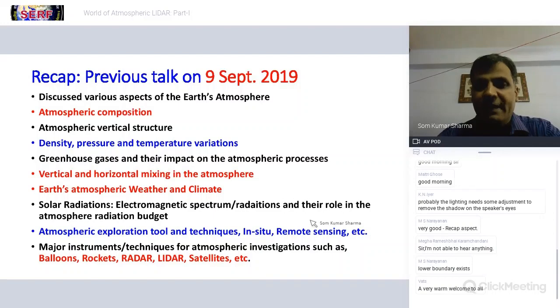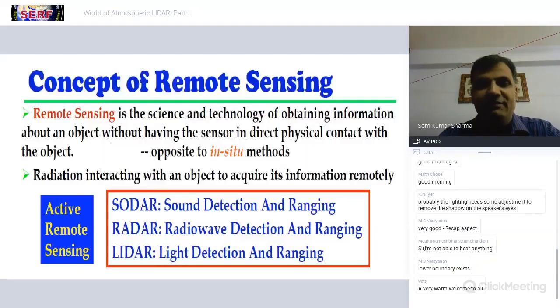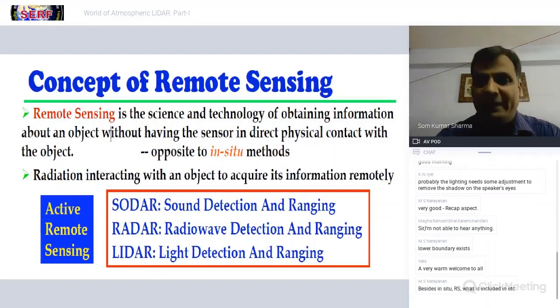So with this recap, I will start my today's presentation, and in this I will start again with the concept of remote sensing. I gave a detailed description yesterday, but again I will say remote sensing is the science and technology of obtaining information about an object without having the sensor in direct physical contact with the object. This is a simple definition of remote sensing, and it is exactly opposite to the in situ methods.